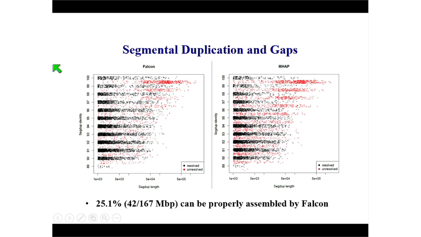Anything in black means the segmental duplication was resolved. Anything in red means it wasn't resolved. And I think you can appreciate pretty clearly that once you get past about 50 kilobases, or even, let's say, greater than 25 kilobases, and you get to repeats that are greater than 97% identity, you don't resolve those areas of the genome.